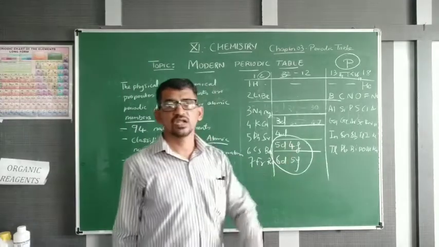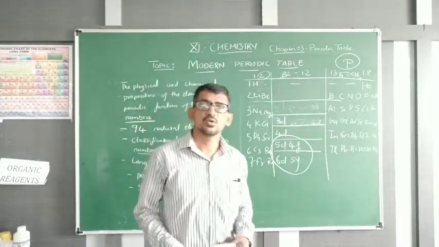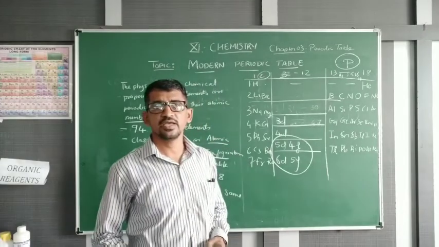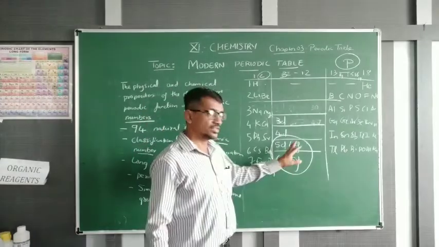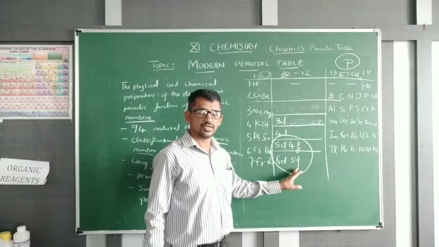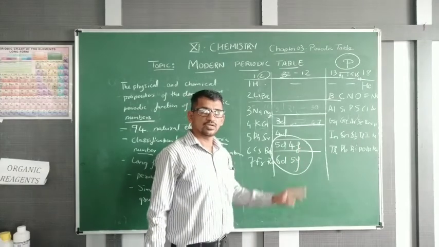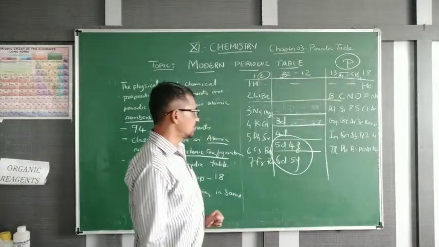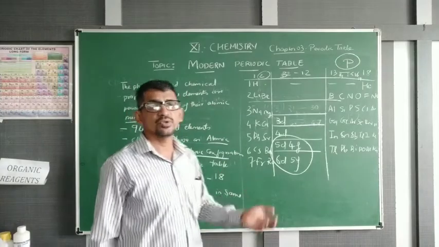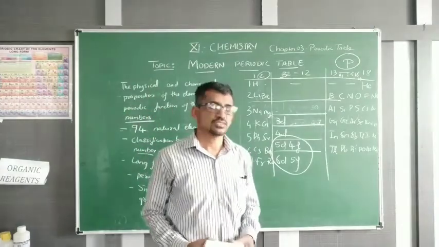F orbital elements, there are 14 elements. They are known as lanthanide and actinide series. Remember this, lanthanide and actinide series. That is known as inner transition elements. So in this way, the modern periodic table is classified.